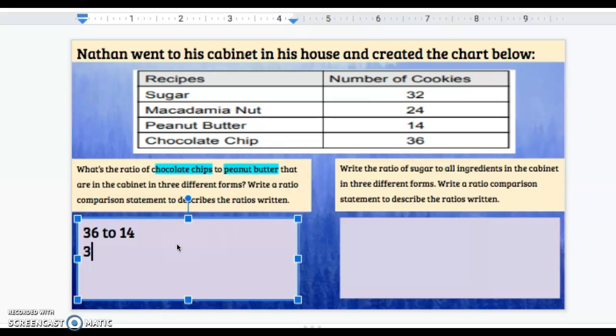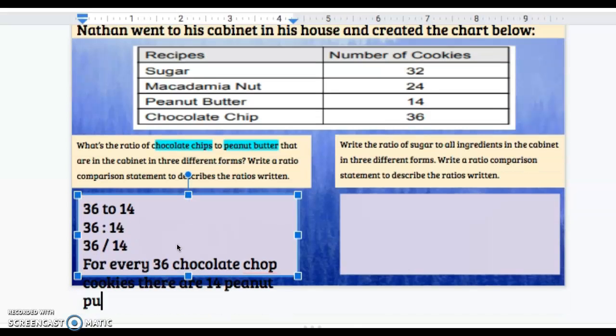So there's one way, 36 colon 14, 36 over 14. And now I want my ratio comparison statement. So for every 36 chocolate chip cookies, there are 14 peanut butter cookies.